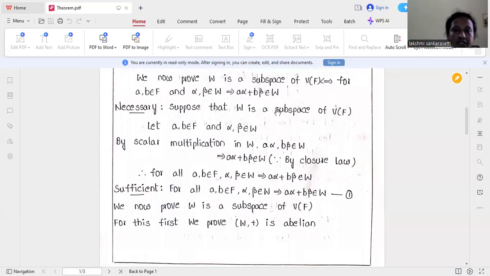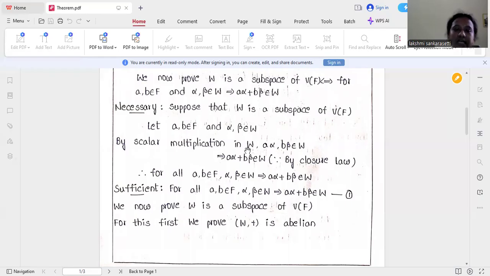By using this supposition that W is a subspace of V over F, now we have to prove the condition a alpha plus b beta belongs to W, where alpha, beta belongs to W and a, b belongs to F. To prove this, let us suppose any two scalars a, b belongs to F and two vectors alpha, beta belongs to W. Then by the definition of a vector space, we can use the scalar multiplication in W, because W is a subspace of V over F, meaning W itself is a vector space.